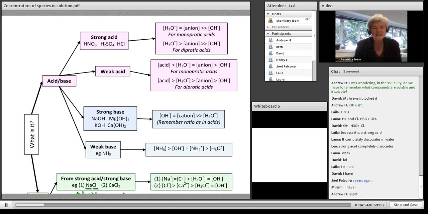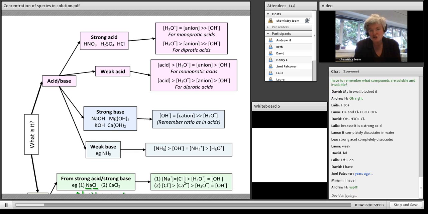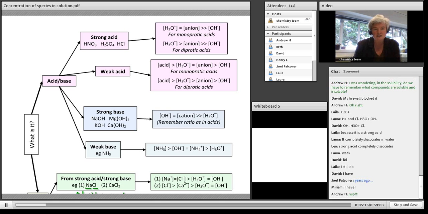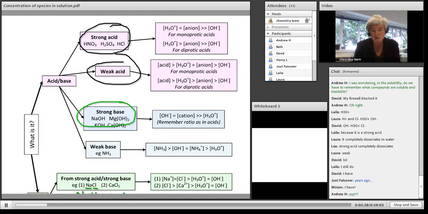Okay, so to try and work out what species are in solution, always ask yourself what it is. By what it is, I mean is it an acid or base or a salt? And if it's an acid or base, is it a strong acid or strong base, or weak acid or weak base? So those are the four options we had here. If it's an acid, is it a strong acid or a weak acid? If you've worked out it's a base, then is it a strong base or a weak base?